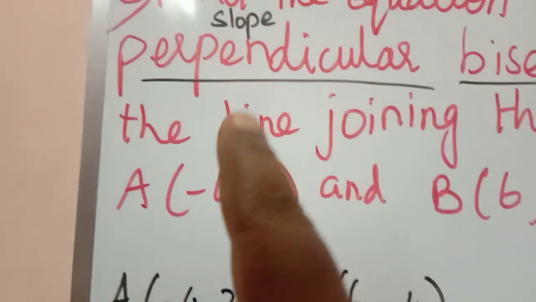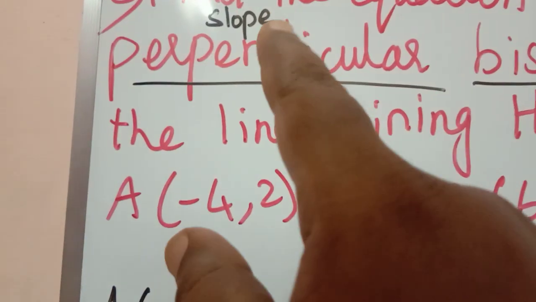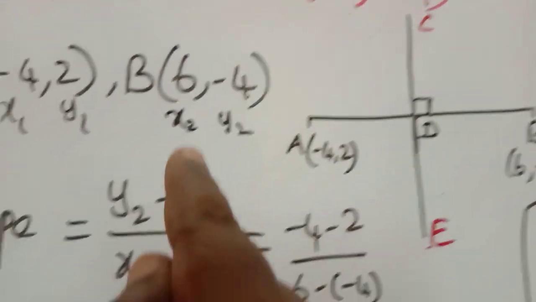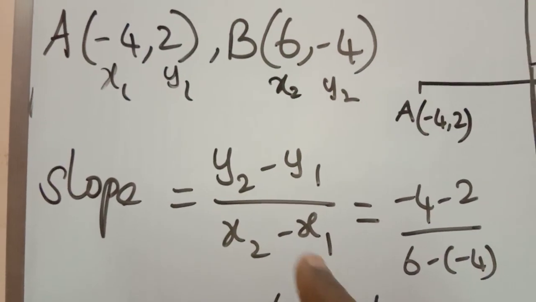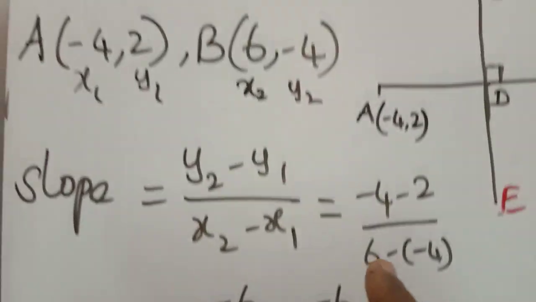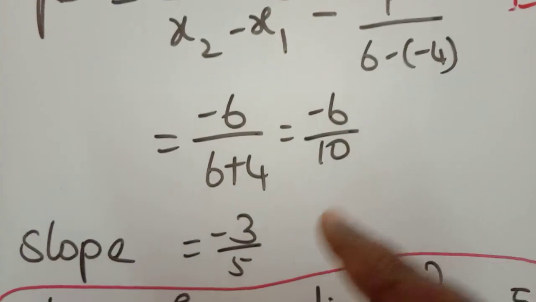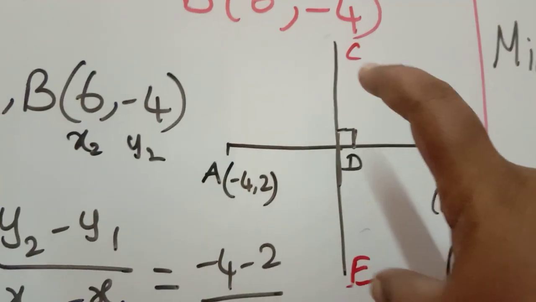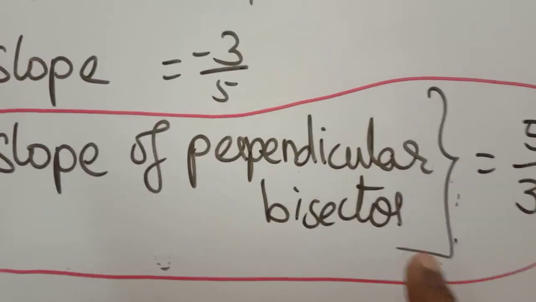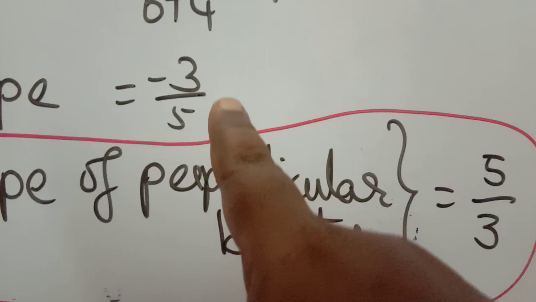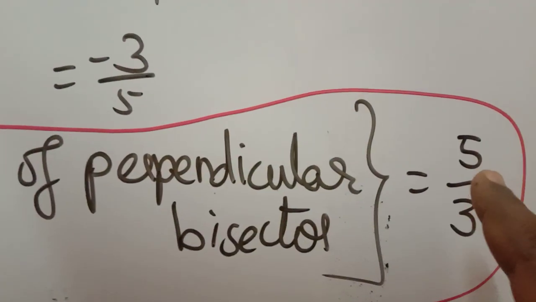If the word perpendicular is there, we know that we have to underline that and we have to write the slope. So we have to find the slope. Using these two points, we are going to find the slope. The formula is y2 minus y1 by x2 minus x1 because 2 points are given. If you find, you will get minus 6 by 10, that is, slope is minus 3 by 5. This is the slope of AB, but we want to find the equation of CE, so we need the slope of CE. It is perpendicular, so the slope of the perpendicular bisector is, we have to change the sign and write its reciprocal. So it is 5 by 3.